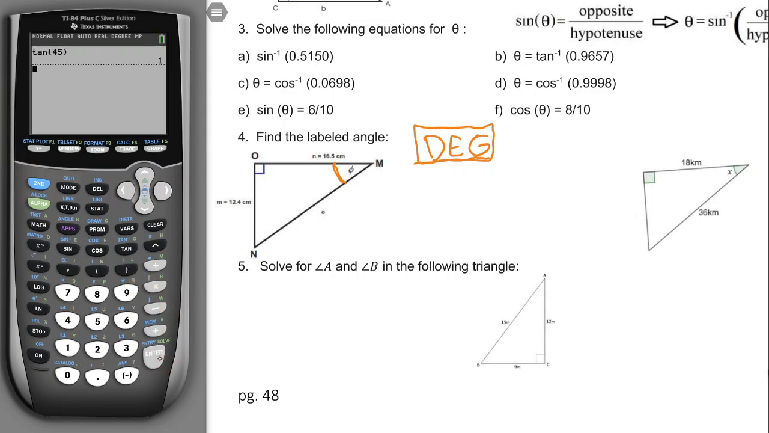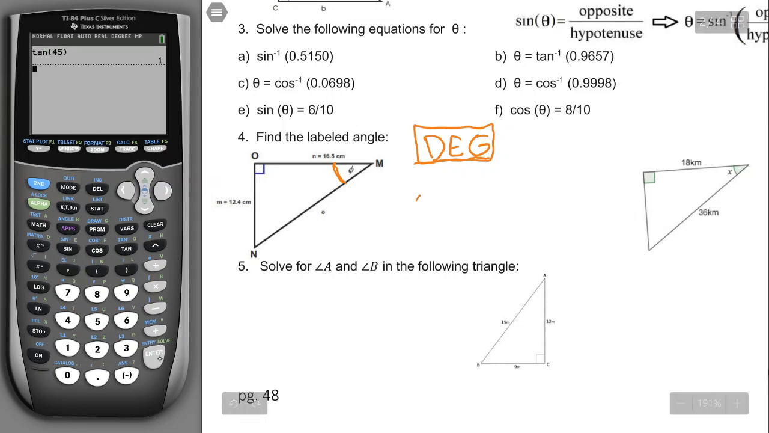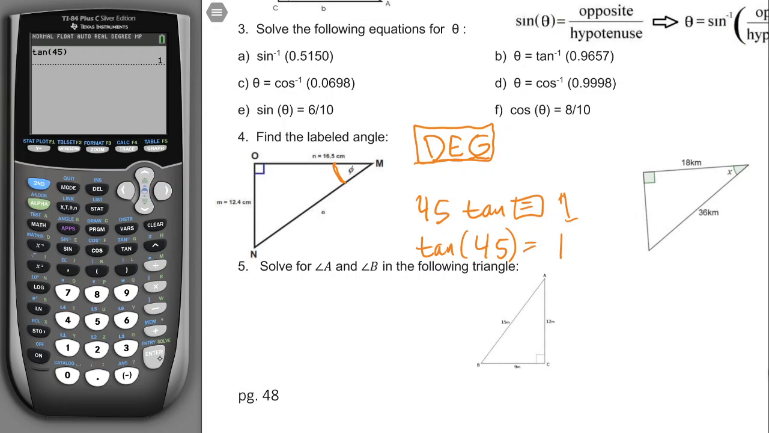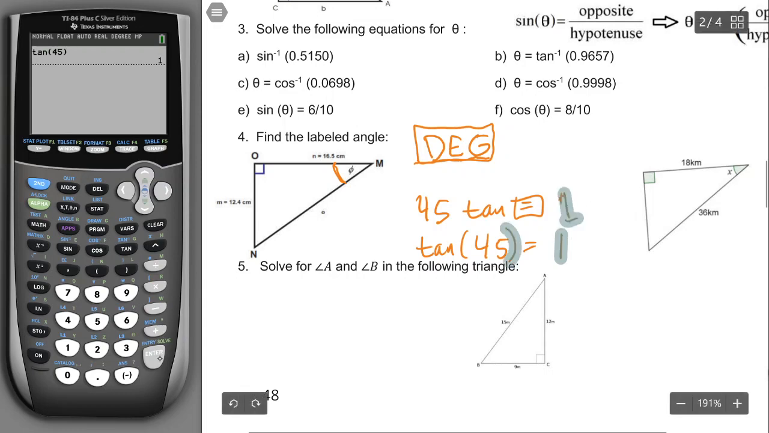If you do tangent of 45, you should get 1. If you put tan, or in some calculators, if you've got a backwards calculator, you hit 45 and then the tan button, and sometimes you need to hit equals, you should get 1. Or if you've got a fancy scientific calculator, it'll open brackets for you, and you put in 45 and hit equals, you should get 1. And if you get 1 from tangent of 45, you're in the correct degree mode.